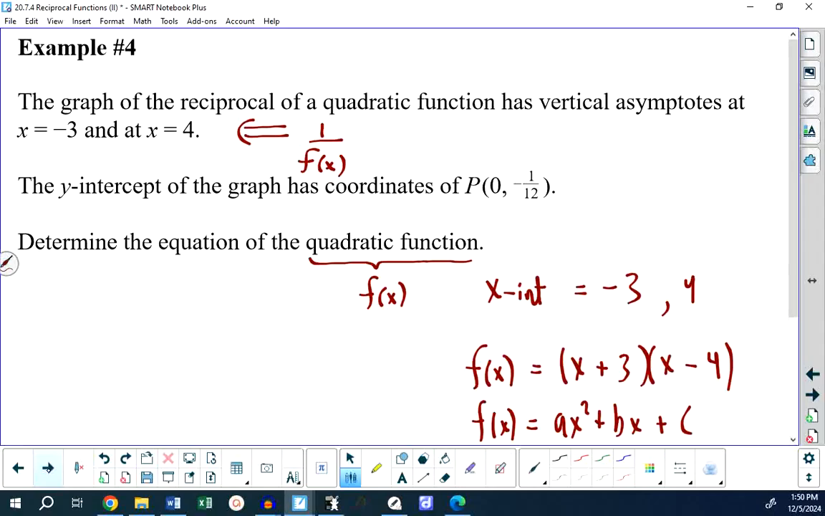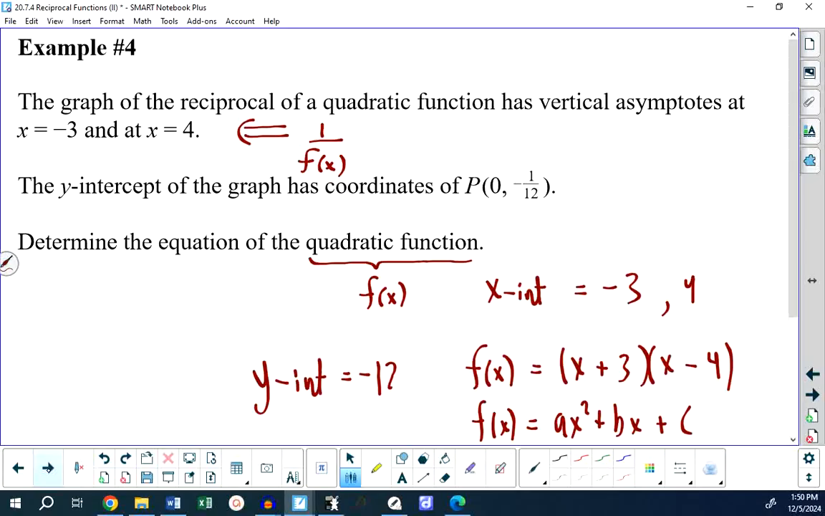Okay. So why do I know that this is correct? Do you know, Georgia? Because the y-intercept of the original function is negative 12, and if I reciprocate that y value, I get negative 1/12. Right? We're done. But what?